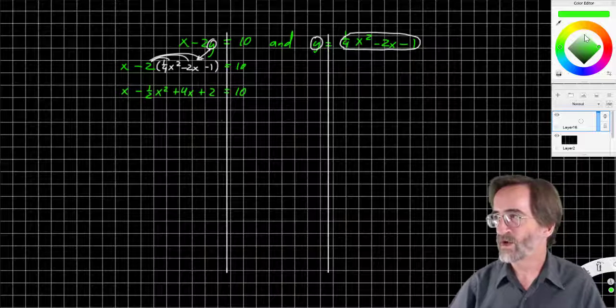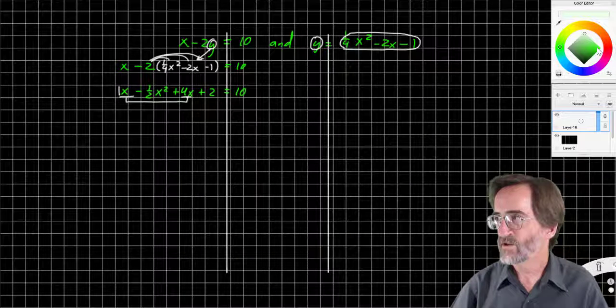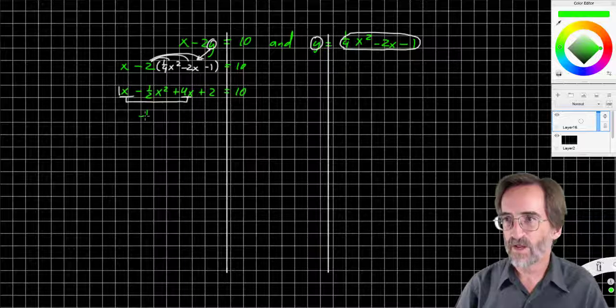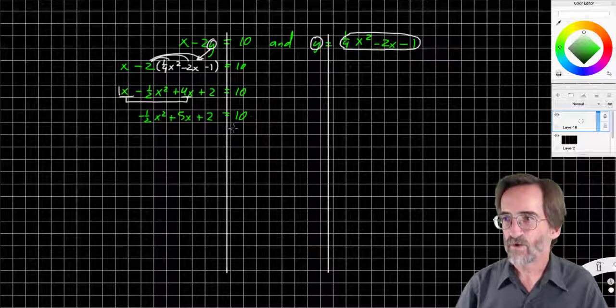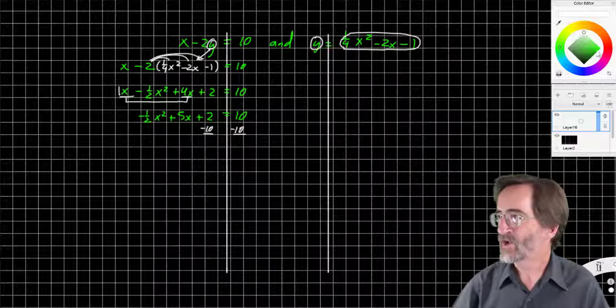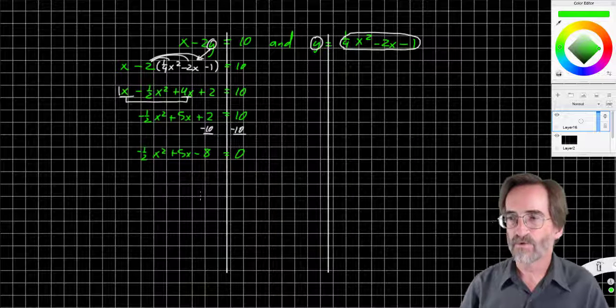Okay, I can combine a couple like terms. 1x and 4x combines to make 5x, so negative 1/2 x squared plus 5x plus 2 equals 10. When solving quadratics, we want 0 on one side, so I'm going to subtract 10 from both sides, so we have negative 1/2 x squared plus 5x minus 8 equals 0.